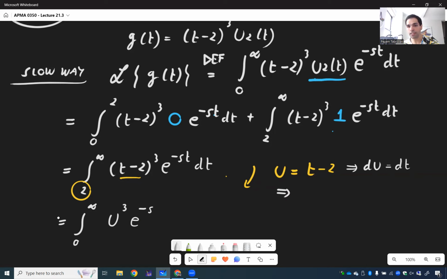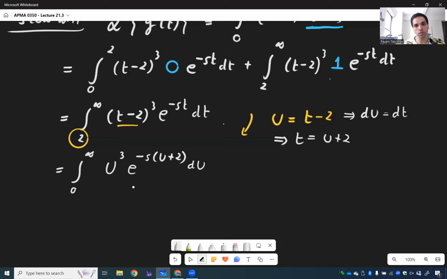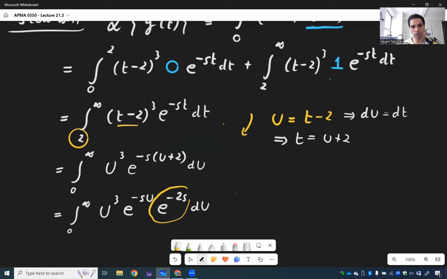And remember, in this case, t is u plus 2. So t times u plus 2 du. Let's split up this exponential term. So the integral from 0 to infinity, u cubed e to the minus su, and then e to the minus 2s du. The nice thing is, this e to the minus 2s doesn't depend on u, so you can pull it out.